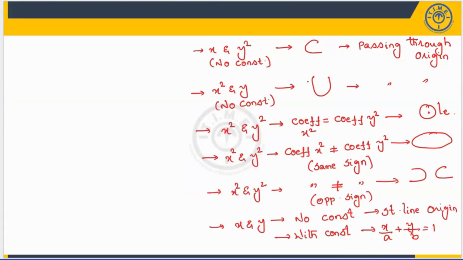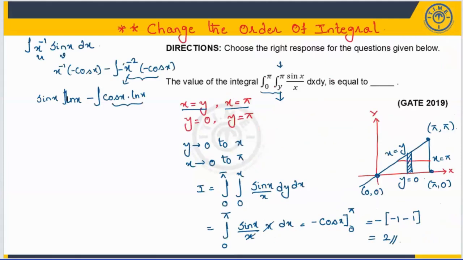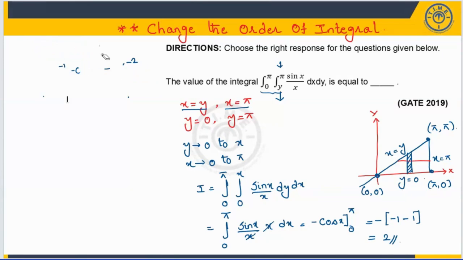What type of curves, what is the region that we are having? Based on that, you can plot the curves. Like here, I am having x and y and no constant is there. So when no constant is involved, it is a straight line that passes through origin, right?